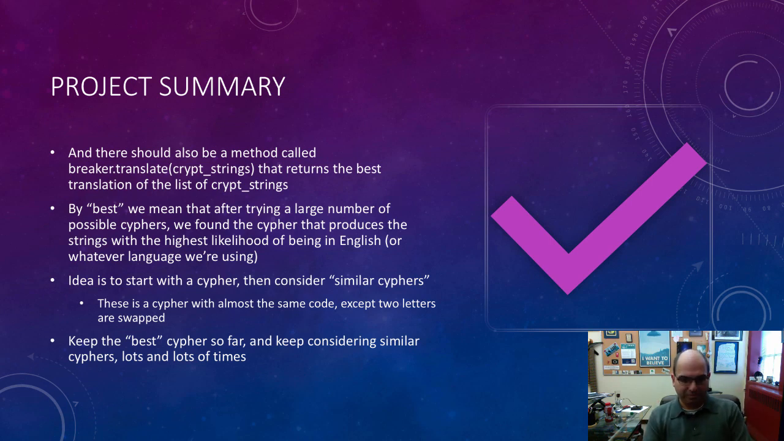At any given step, you have a current cipher, which is the best one you've seen so far. Then you find a similar cipher by just swapping two letters, and then you pick whichever one of those two looks best. Do that 10,000 times. I guarantee you're going to be able to break ciphers like this.